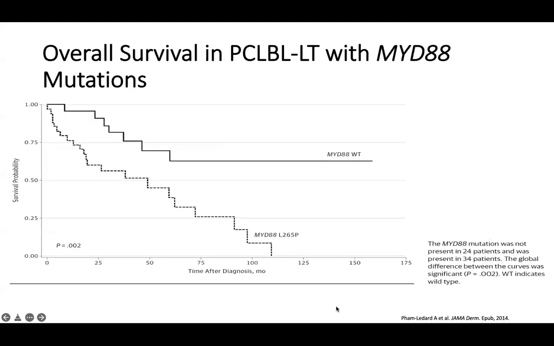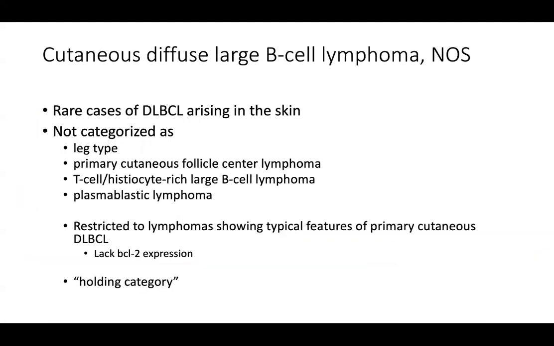And that brings us to this next chart published in JAMA Dermatology, which looked at the primary cutaneous large B-cell lymphoma, leg type cases that had a MYD88 wild type or a MYD88 L265P mutation. And you can see that survival is much worse in the mutation group. So at the end of the day, doing the testing for MYD88 is more important than not. And of course, if you can't classify it, it becomes an NOS case.